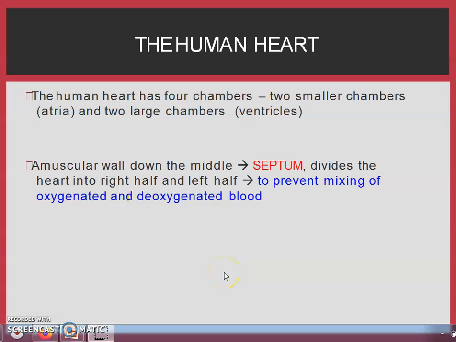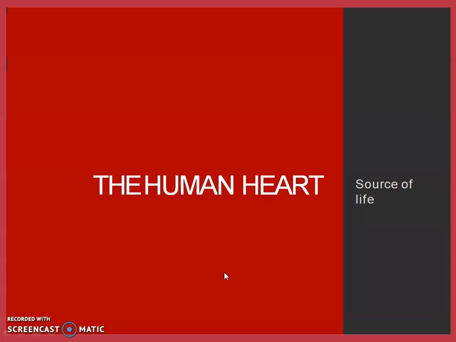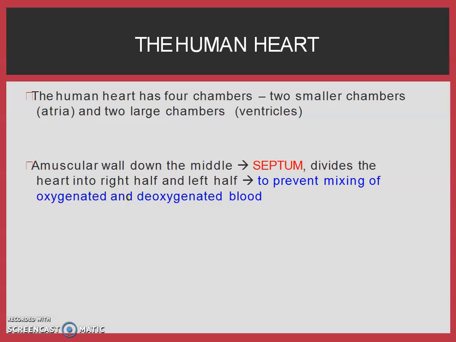So we were talking about the human heart. The human heart has four chambers: two small chambers, the atria, and two large chambers, the ventricles. There is a muscular wall in the middle of these chambers, between the atrium and the ventricles, which divides the heart into a right half and a left half to prevent the mixing of oxygenated and deoxygenated blood. A very important point. What is the function of the septum? To prevent the mixing of oxygenated and deoxygenated blood.